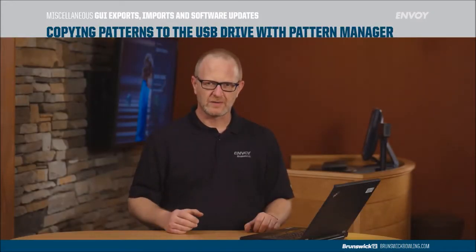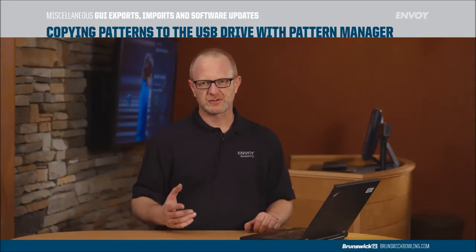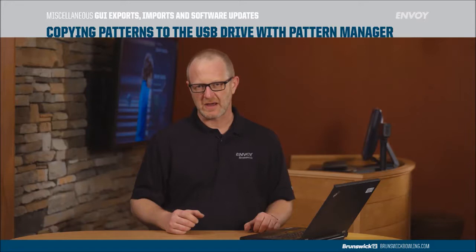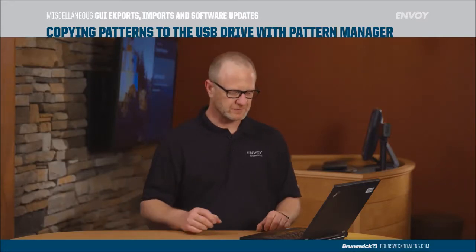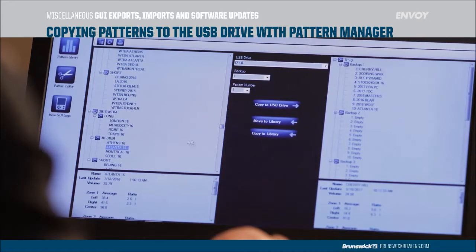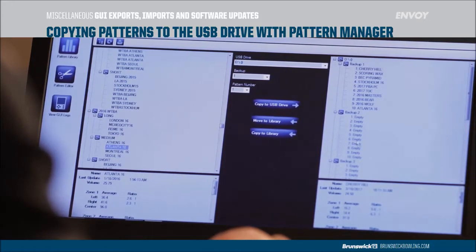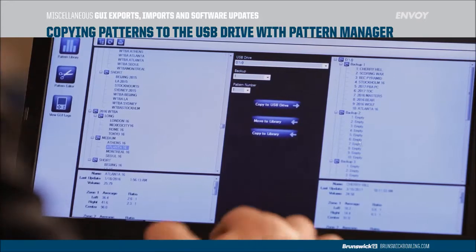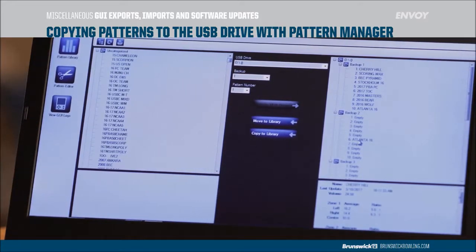With the Pattern Manager software, we have the ability to transfer one pattern or groups of patterns to the lane machine at any given time. In this case, I want to bowl on one pattern, and I will install that pattern in program number 6. I can grab the pattern and drag it directly over to the pattern position, release my mouse, and now the pattern is located on the USB drive in the position that I want and is ready for me to import into the lane machine.